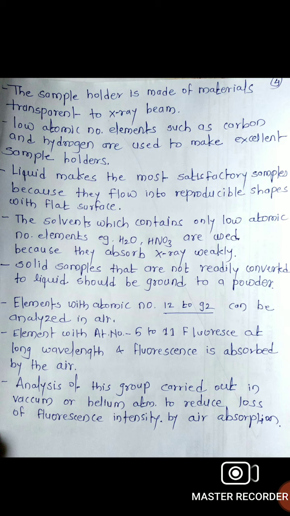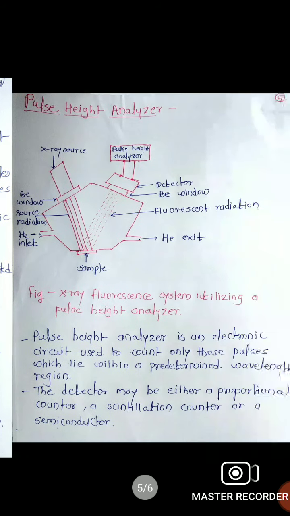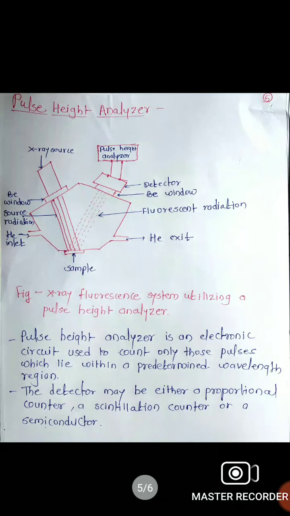Then the analyzer. Elements with atomic number 12 to 92 can be analyzed in air. Also, atomic numbers 5 to 11 fluoresce at long wavelength and the fluorescence is absorbed by the air. The analysis of this group is carried out in vacuum or helium atmosphere to reduce loss of fluorescence intensity by air absorption. Then we see the pulse height analyzer to analyze the X-ray fluorescence.